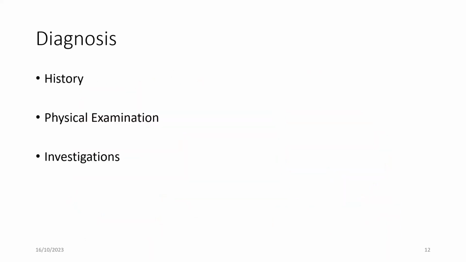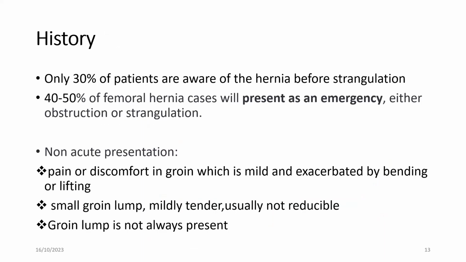So diagnosis of femoral hernia is based on history, physical examination, and investigations. For history, only 30% of patients are aware of the hernia before strangulation. About 40 to 50% of femoral hernia cases will present as an emergency, either in obstruction or strangulation. The non-acute presentation is the clinic presentation where the patient describes pain or discomfort in the groin, usually mild and exacerbated by bending or lifting. There may be a small groin lump that may be mildly tender and usually not reducible.